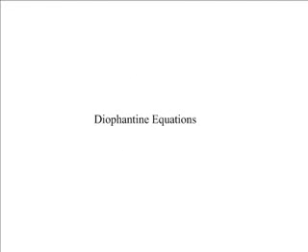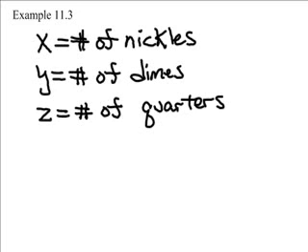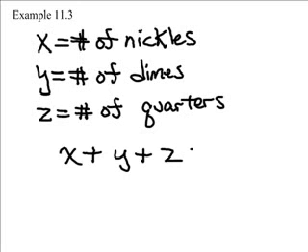Diophantine equations, example 11.3. In how many ways can 30 coins comprised of nickels, dimes, and quarters be worth a total of $5? So I'm going to let x equal the number of nickels, y equal the number of dimes, and z equal the number of quarters. The two equations I know are that they all have to add up to 30 because they're 30 coins, and I know that they have to be worth $5.